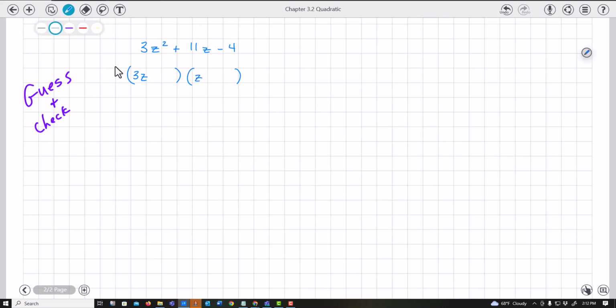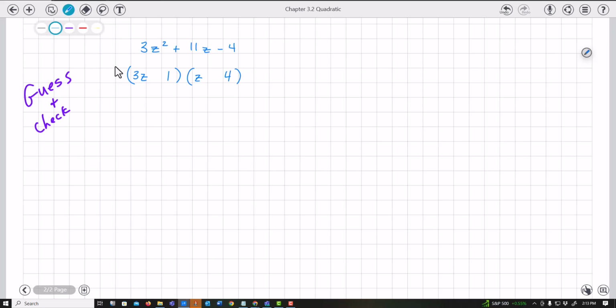Now I have to figure out how I'm going to get this in the middle by multiplying, going through this whole FOIL business. And my eye kind of says, I bet if 4 times 3 is 12, and then the other factor to get 4 would be 1, I bet this is going to work. I don't know, this is my guess and check.